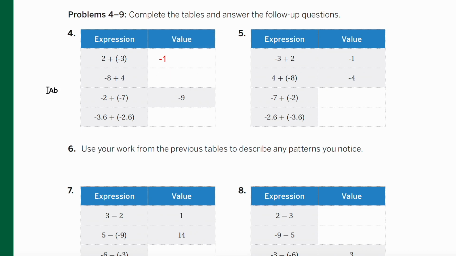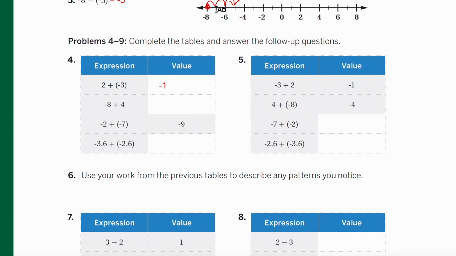For the next one, negative 8 plus 4. Well, if we look back at our number line, we start at negative 8. We move up 4 spaces. 1, 2, 3, 4. We'll end at negative 4. The next one's done for us. And then finally we have negative 3.6 plus negative 2.6.